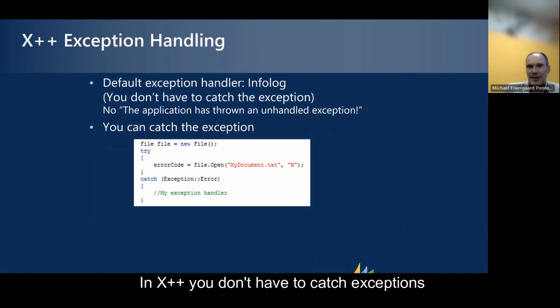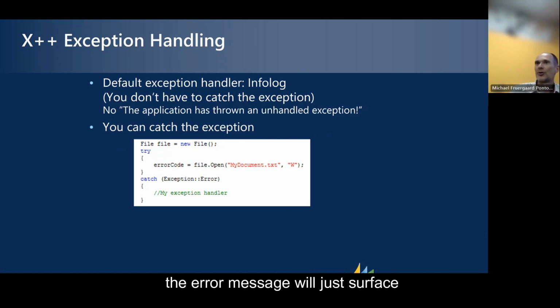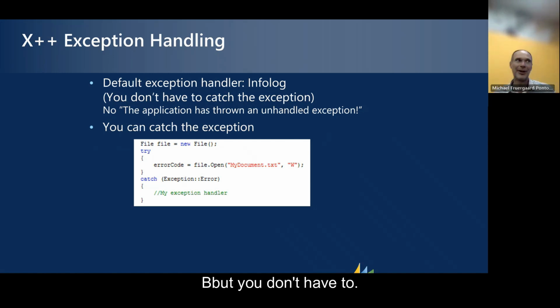In X++, you don't have to catch exceptions. If an exception is thrown that's not caught, the error message will just surface to the user. And that's fine. It will not be like an unhandled exception of sorts, so that's perfectly fine. We don't have to catch exceptions. We can if we like, but we don't have to. But if you decide to catch it, then you need to pay attention in the next half hour because there are some pitfalls you need to be aware of. But you don't have to.